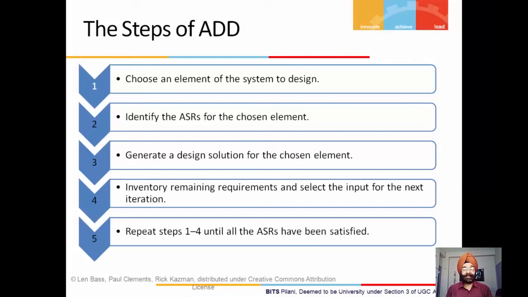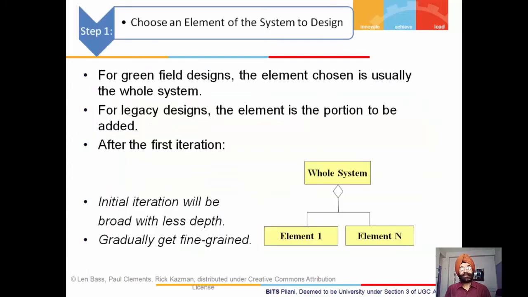Let's look at the steps that we follow in the attribute-driven design. First, we choose an element of the system to design. It could be the whole system, it could be a subsystem, it could be a sub-subsystem, it could be a module. And we identify the ASRs that are to be addressed by this element. We look for a design solution to fit that element. And then we note down what are the requirements which are yet to be implemented at the system level. And having done that, we select the input for the next iteration. And we continue with this until all the ASRs have been met. Let us go step by step.